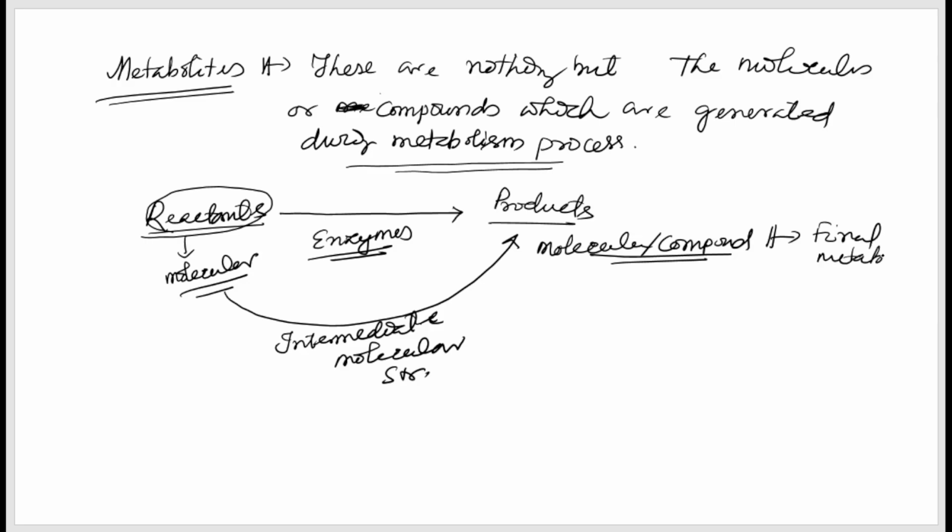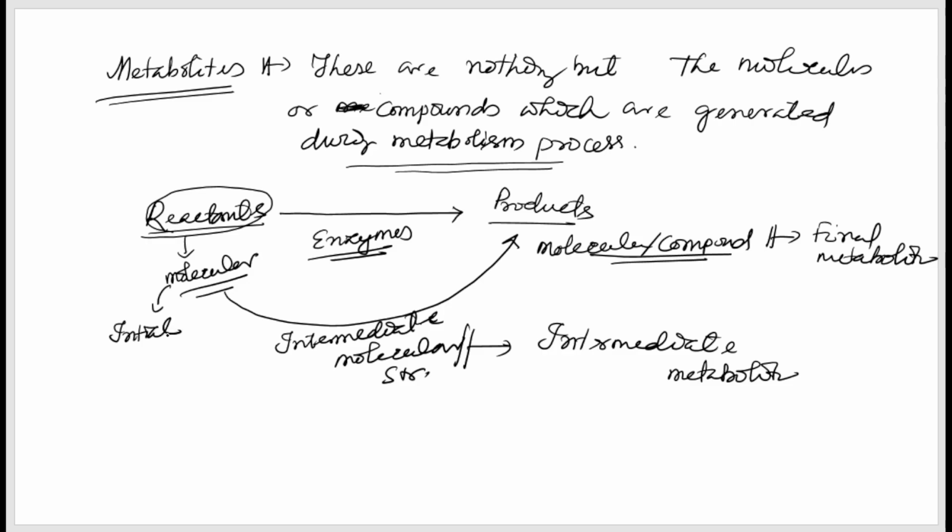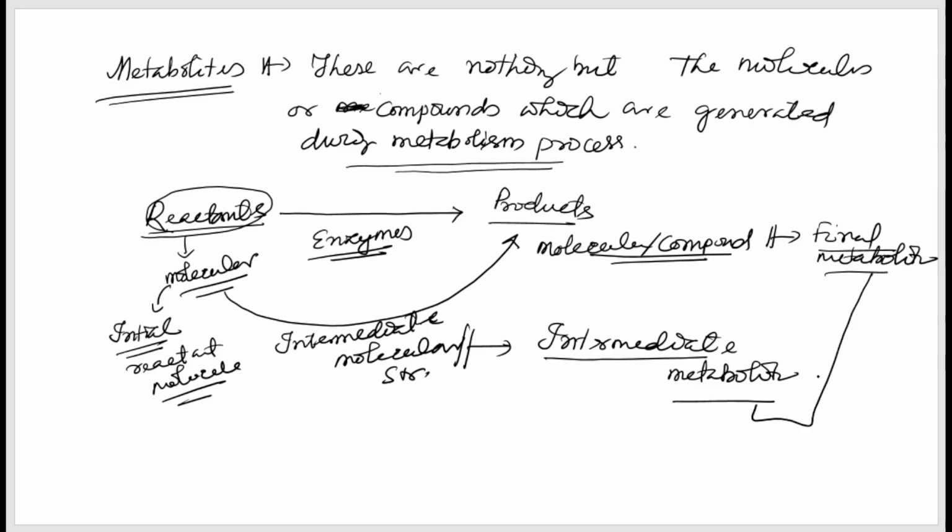This will be called the final metabolite, and these will be called intermediate metabolites, because they are generated at the intermediate level. And here you can consider the initial one as the reactant molecule.